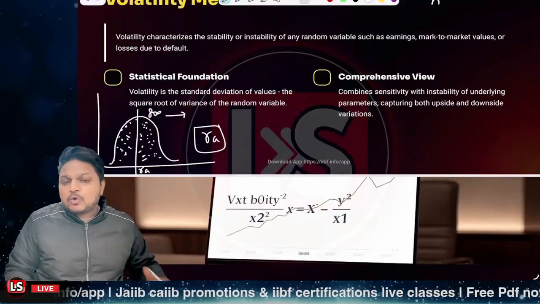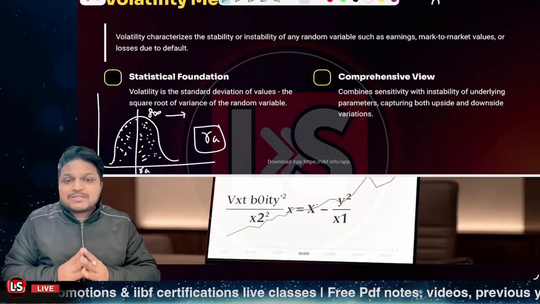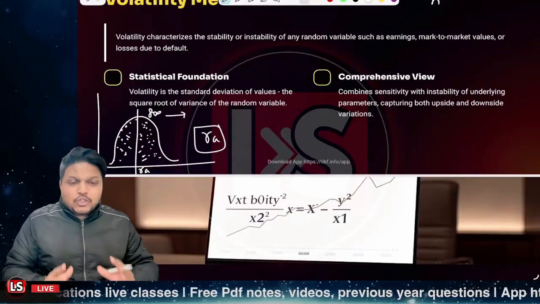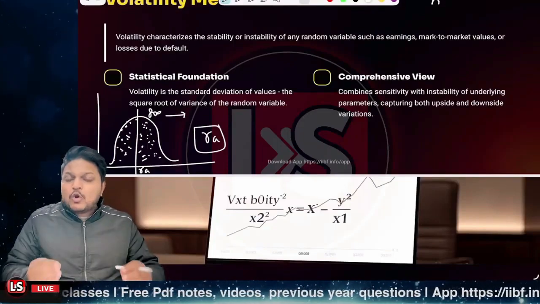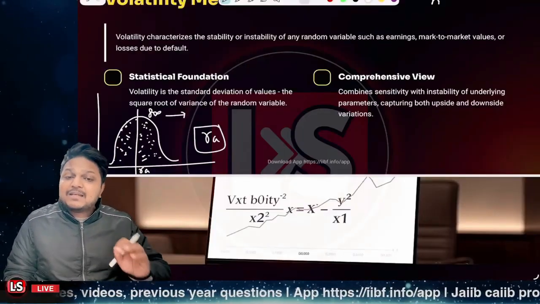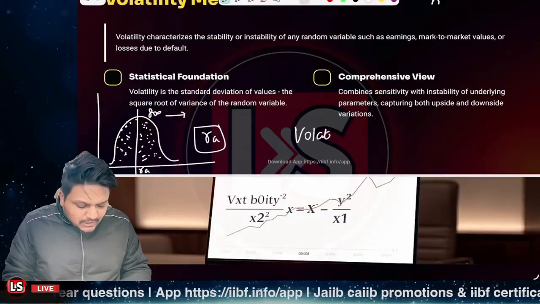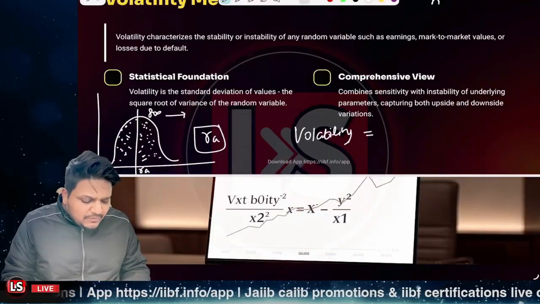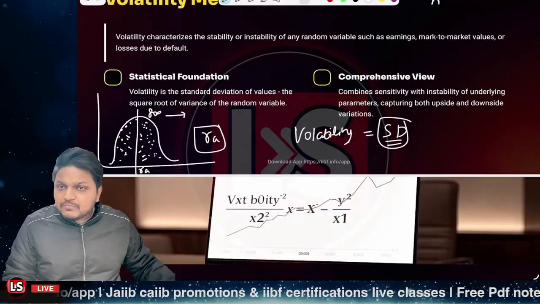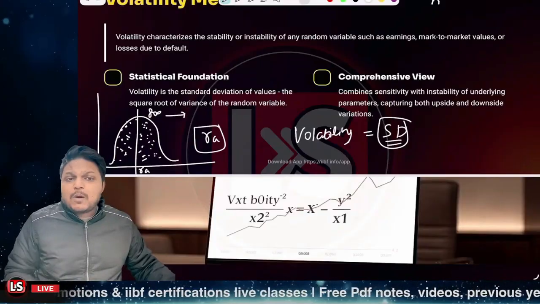Now this random variable could be earnings, it could be market values, it could be losses due to default, it could be anything. So volatility tells you about the changes, about certainty and uncertainty, and volatility is none other than the standard deviation. So when we talk about volatility, it means we are talking about the standard deviation. Is that clear so far? Standard deviation tells you about the changes.